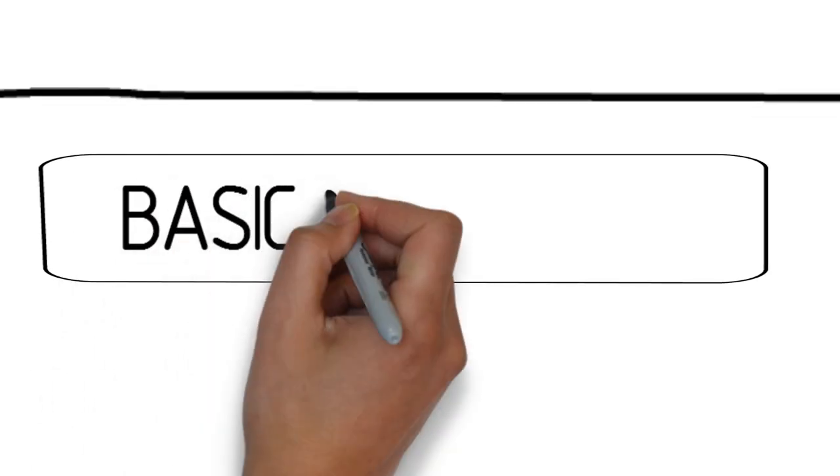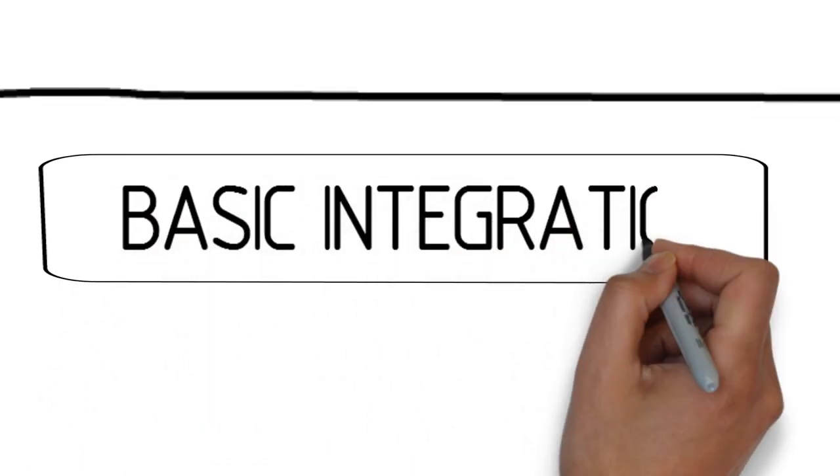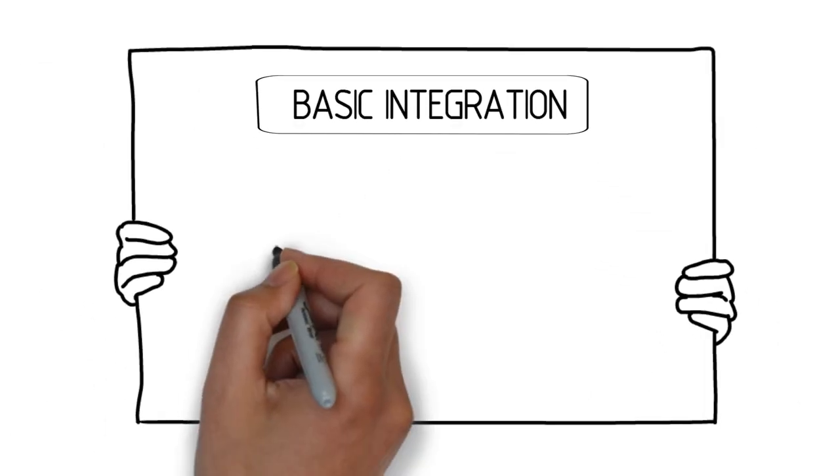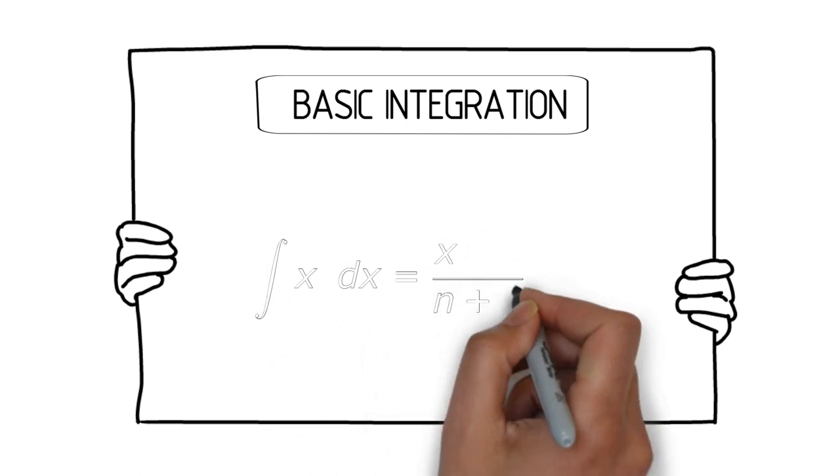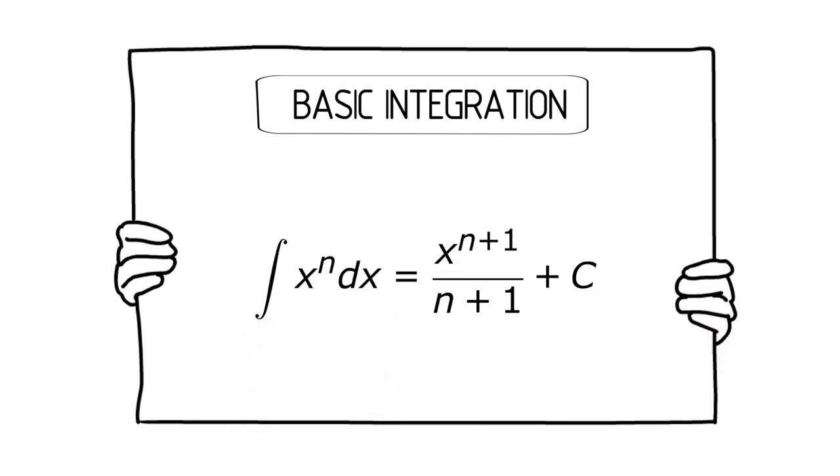Before we go into too much detail about the application, we should revise the basic law of integration. Now, given that the function is equal to x to the power of n, the integration of the said function will be like this. Here, we can see that the power of x is increased by 1, and the function is divided by its new power.